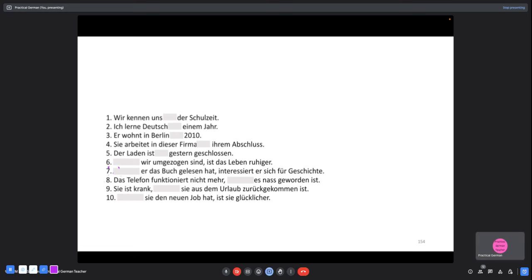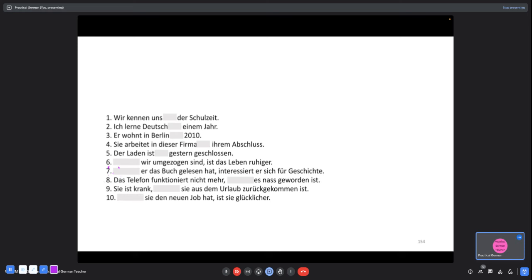Seitdem er das Buch gelesen hat, interessiert er sich für Geschichte. What is Gesichter then? So this is Geschichte. What is Gesichter? Face and stories. Geschichte is stories, and face is Gesicht, and Gesichter is faces. My friends used to make fun of me, because I meant Geschichte and said Gesicht. You said it correctly, I'm not trying to point out your mistake, just trying to help you. In future, be careful about when to say Gesicht and when to say Geschichte.